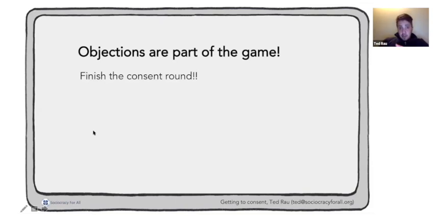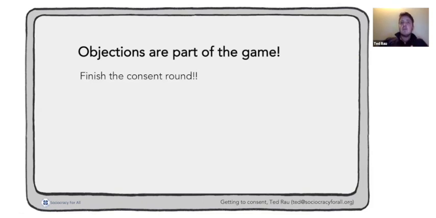So what I said earlier, finish the consent round. If you have the round where everybody's asked, do you consent or do you object, and one person objects, just continue. That's important to me, because I want people to know that objections are part of the game. It's not that all of a sudden everybody's like, oh, there was an objection, what do we do now? Everything stops. No, that's not at all the case. Just go, okay, thank you, interesting, let's continue.